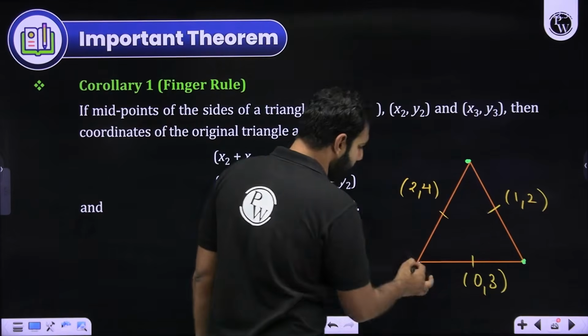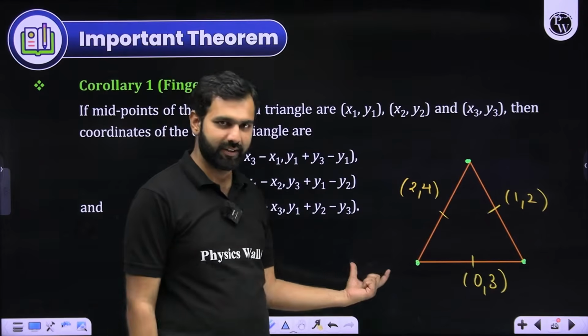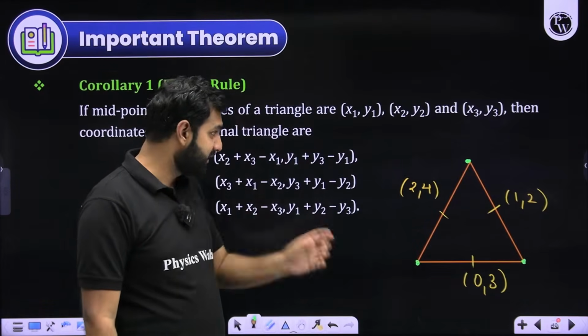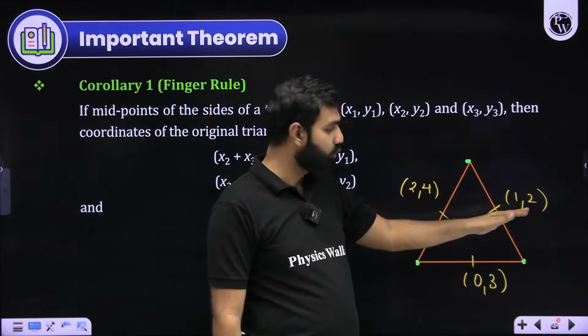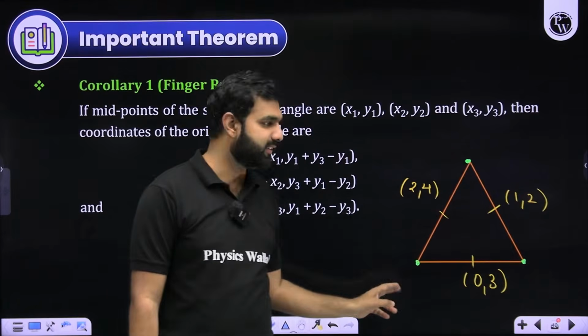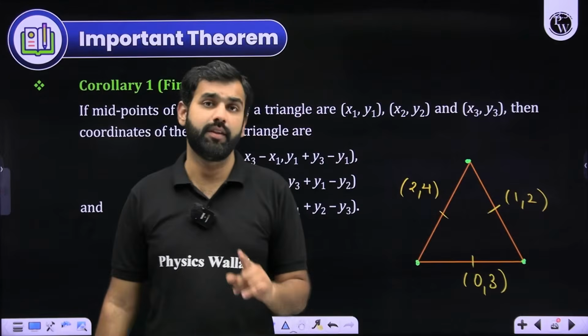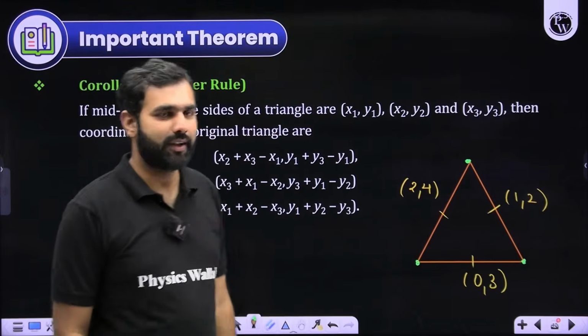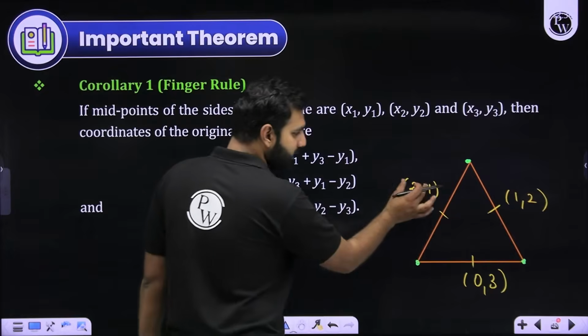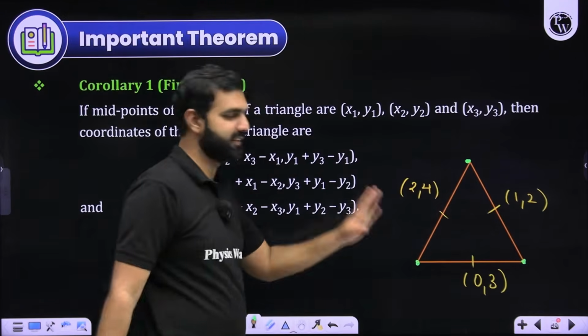So the idea is very simple, students. Let's say I want to find the vertices of this. One of the methods is, let's say this is alpha comma beta, then you use the midpoint theorem, define this, then this, and then this, and through the midpoint theorem and the section formula, you find it. There is a short technique. What is that short technique? The short technique says sum of these two minus this will be this.